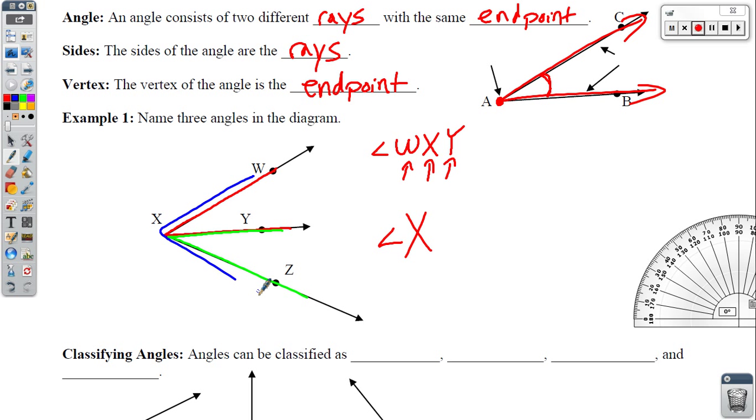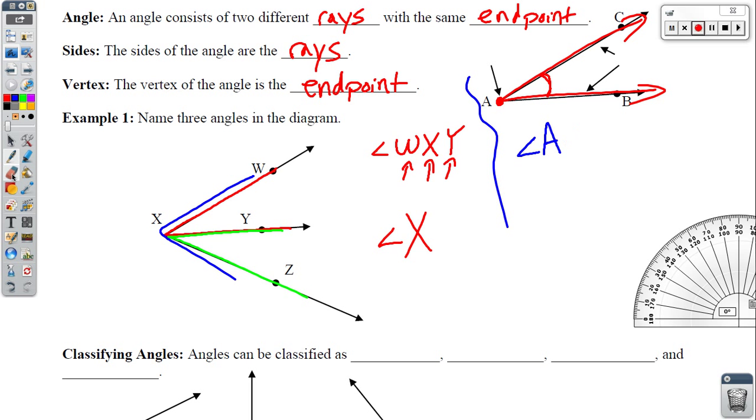Now there are occasions where it is acceptable to just list 1 point. For example, up here, I could call this angle A, and that's because there are no other angles at point A. So if I just say angle A, there's no confusion about what angle I'm talking about. You will see that in your book occasionally. But when you're naming angles in this class, I want you to always use 3 points. I will never accept you just naming an angle with 1 point. I want you to always use three different points to keep it as specific as possible, so there's no ambiguity in what you're talking about.